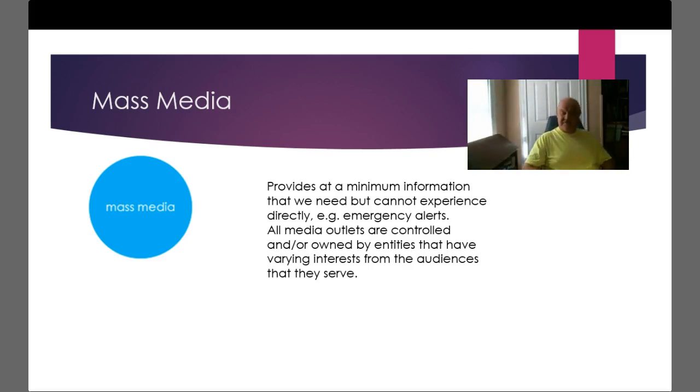All media outlets are, though, controlled and or owned by entities that have varying interests from the audiences that they serve. And the more abstract information that we get, the more problematic it has the potential for becoming. So this is a kind of brief tour of mass media and the institutional spheres that we're going to be looking at today.